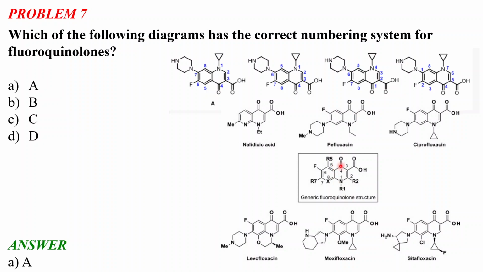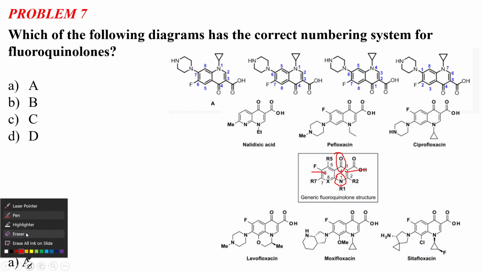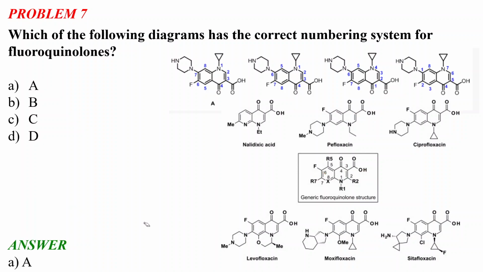The ketone group will be on number 4, and then 5, 6, 7 and 8. This X means it can be carbon, nitrogen, or NH also. Then we have a carboxylic acid group at the 3rd position, and this R1 and the fluorine will be on the number 6 position. So these positions are very important, which you have to remember: the ketone group at number 4, the carboxylic acid at number 3, and fluorine at number 6. These positions are important for the SAR of this kind of generic fluoroquinolone structure.